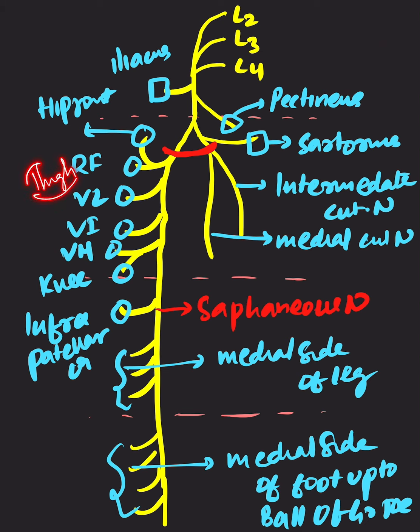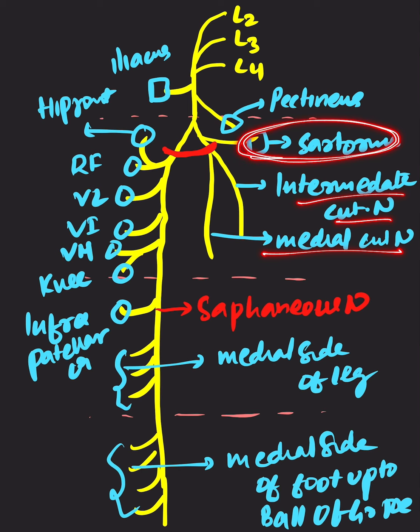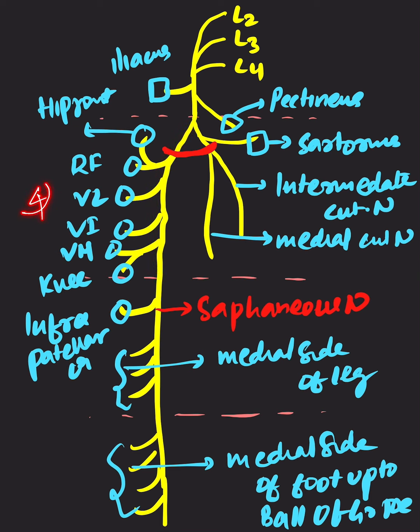In the thigh region, 2.5 centimeters below the inguinal ligament, it is divided into anterior division and posterior division. The anterior division will be giving two cutaneous nerves, namely the medial cutaneous nerve and intermediate cutaneous nerve, which supply the anterior and medial skin of the thigh, and also one muscular branch to the sartorius muscle. The posterior division will be giving muscular branches to the quadriceps femoris: rectus femoris, vastus lateralis, intermedius, medialis, and also to the knee joint and the hip joint.